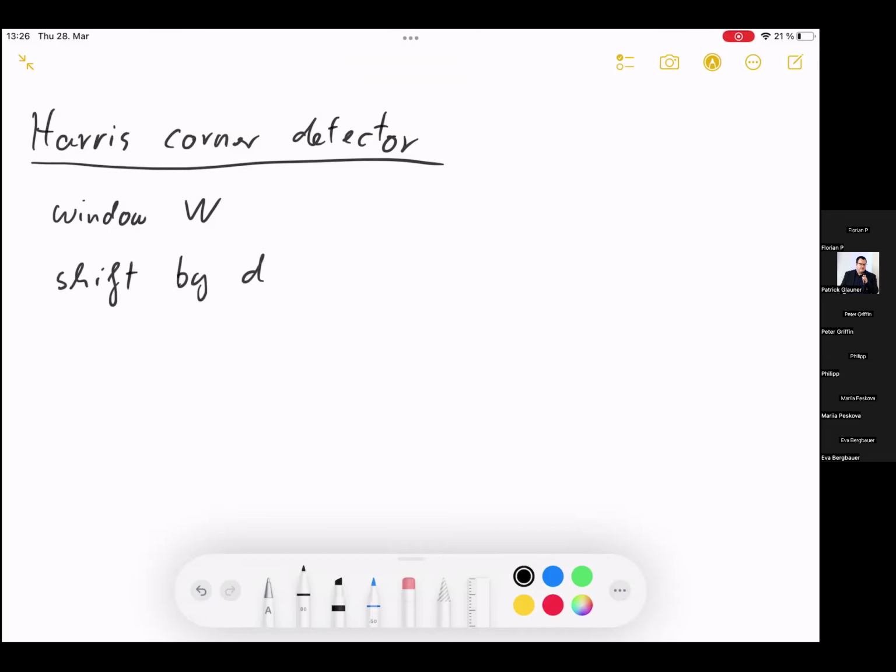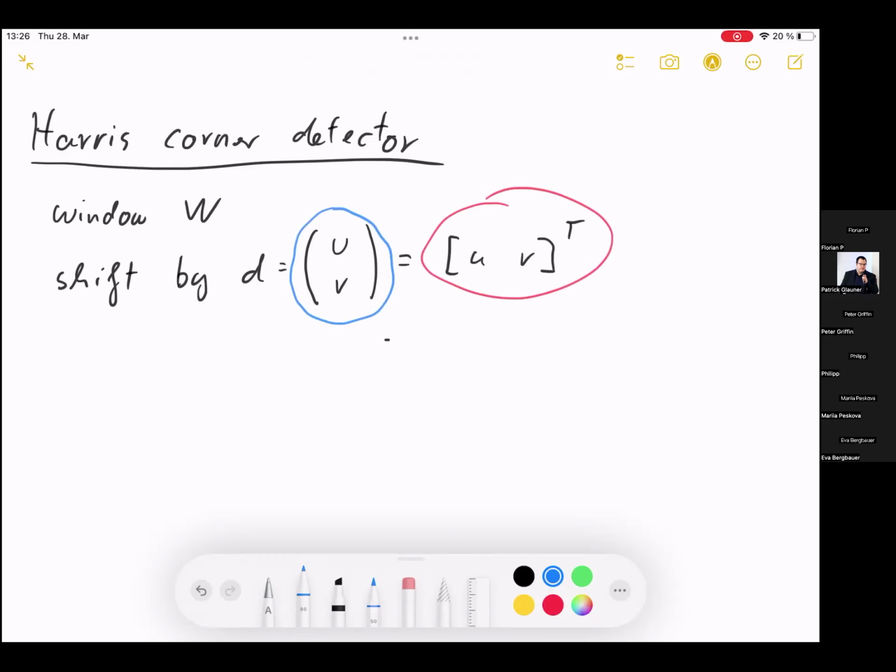And I can shift this by a vector D. D should actually be in bold, but I cannot write this too well in bold, or I could, but in the slides it's formatted properly. And D is a vector (u, v). In the slides, I have this vector written as a row vector, but here, because we have more space on the iPad, we can have a column vector with the elements u and v, and I can represent a column vector as a row vector just with a transpose.